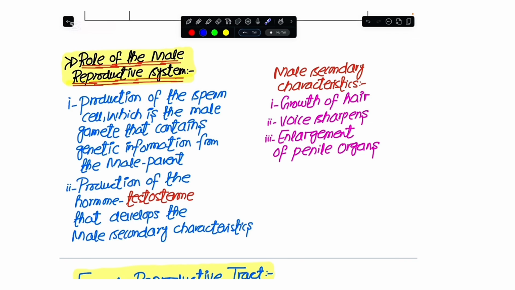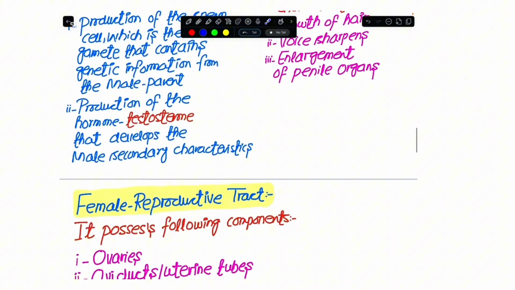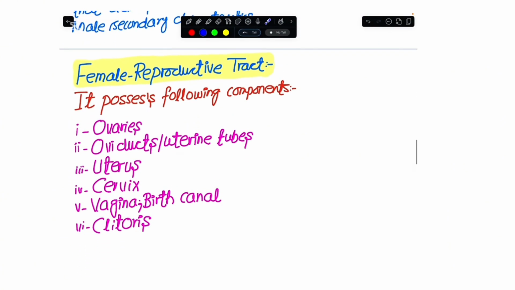Now, this is all that you are required to remember about the male reproductive system. Since there is an equal contribution from the female individual as well, we must know what parts make up the female reproductive tract. Among them we have the paired ovaries, then a tube-like structure that goes by the name of oviducts or uterine tubes.